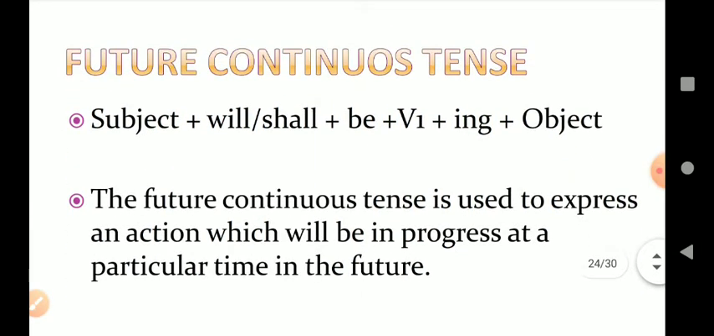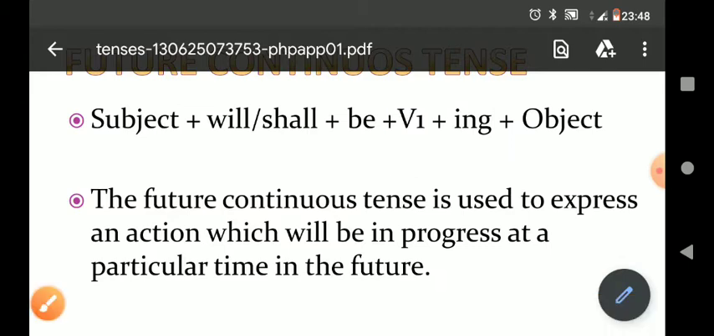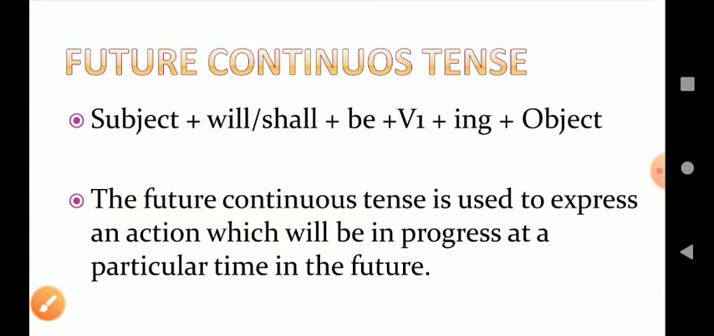Future continuous tense. Subject plus will/shall plus be plus V1 plus ing plus object. Always keep in mind, if the form of the tense is continuous, we should always use V4. This is written V1 plus ing. I am repeating again and again, it should be V4. We should always use V4 in continuous tense, and if it is perfect tense, then we should always use V3, verb third form. The future continuous tense is used to express an action which will be in progress at a particular time in the future.